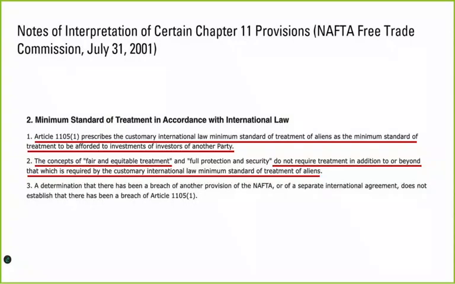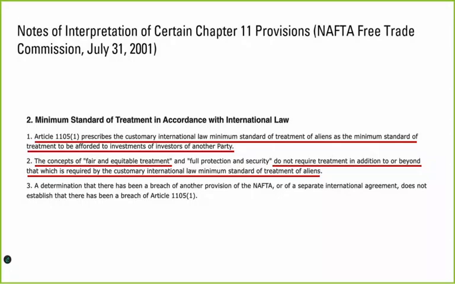On top of that, in 2001, the NAFTA Free Trade Commission, which is a body created by NAFTA, issued an official interpretation of a number of provisions of NAFTA, including Article 1105. And look at what they say. They tell you Article 1105 prescribes the customary international law minimum standard of treatment of aliens as the minimum standard of treatment to be afforded to investments. The concept of fair and equitable treatment does not require treatment in addition to or beyond that which is required by the customary international law standard.